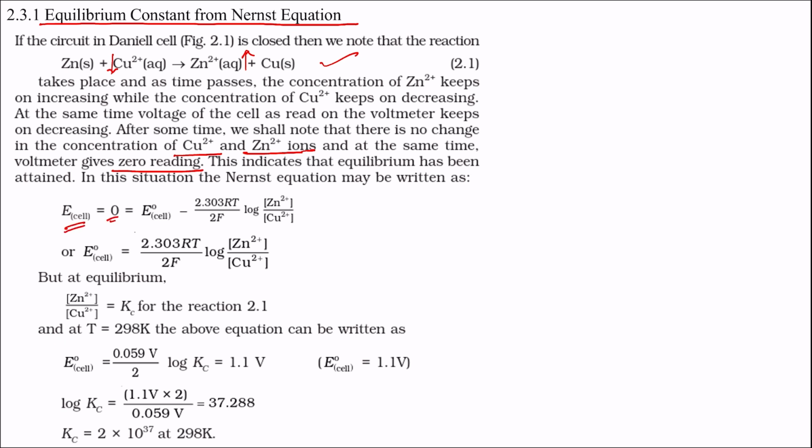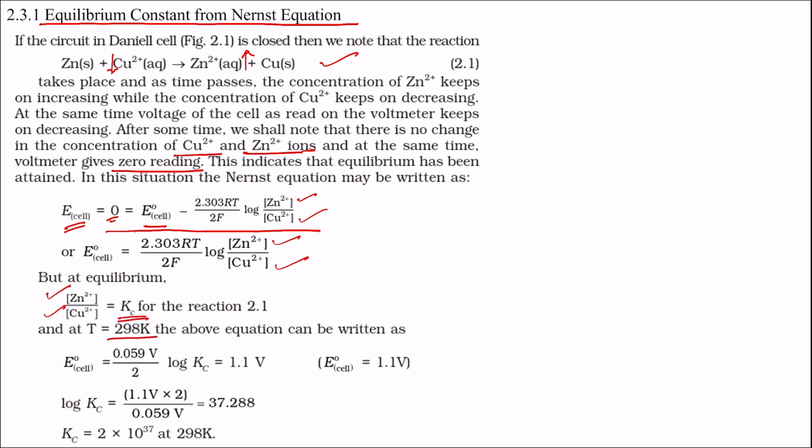So E cell is equal to 0, and E cell is also equal to E naught cell minus 2.303 RT by 2F log of the concentration of zinc ions divided by the concentration of Cu2+ ions. Now since E cell is 0, rearranging this equation, E naught cell is equal to 2.303 RT by 2F log of the concentration of zinc ions divided by the concentration of copper ions. Concentration of product divided by concentration of reactant is equal to the equilibrium constant.